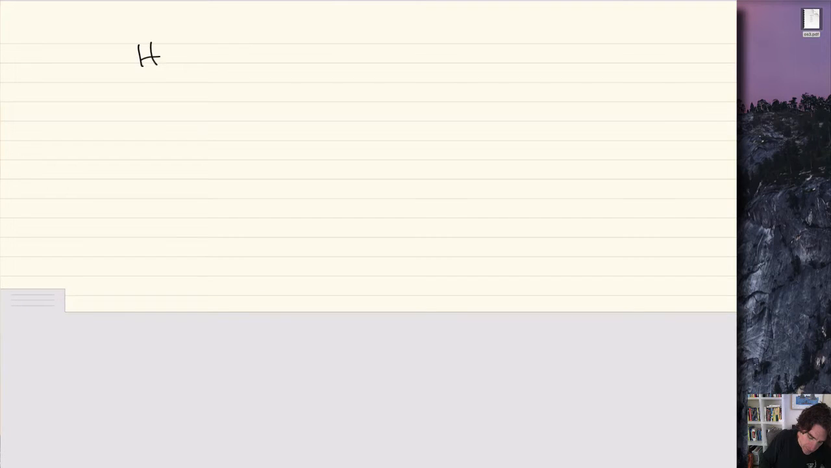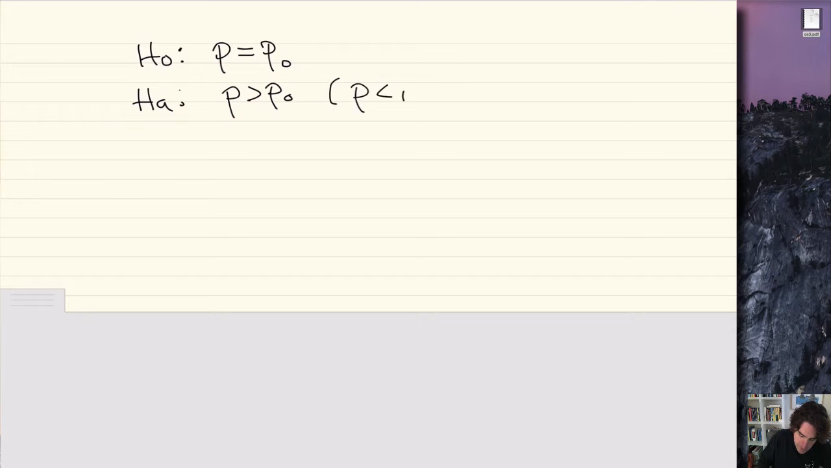So we have a null hypothesis, H0, that P, the true proportion, is equal to some value P0, versus the alternative that P is, let's say, greater than P0. There could be other possibilities. This is a one-sided alternative. It could have been P less than P0, or P is just different from P0, P is not equal to P0. But let's go with this one now. P is greater than P0.